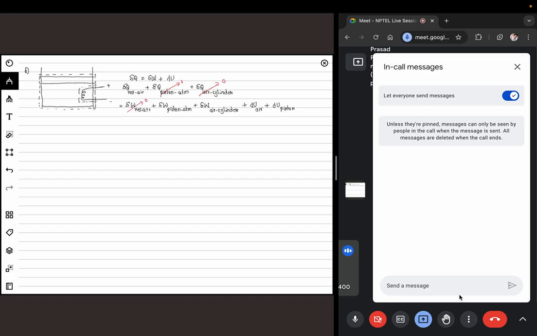So what is happening between piston and atmosphere? The piston is pushing the atmosphere, so there is some work done by this. And what is happening between the air and the cylinder? The cylinder volume is not changing. The air is not pushing the cylinder away. So there won't be any work interaction between air and cylinder.